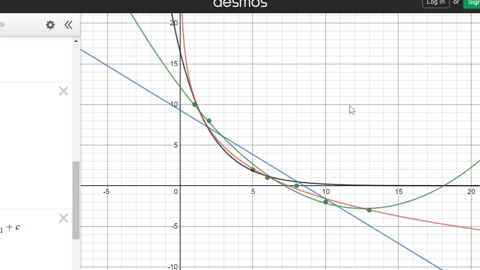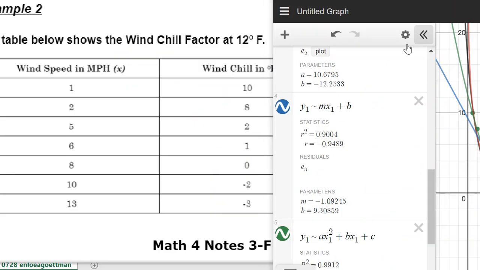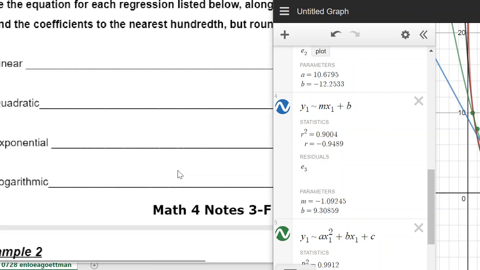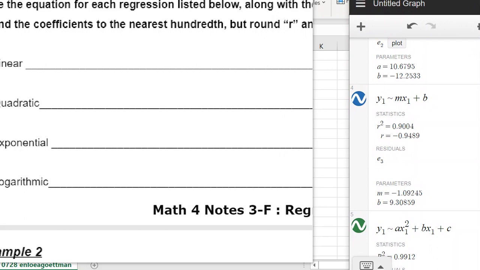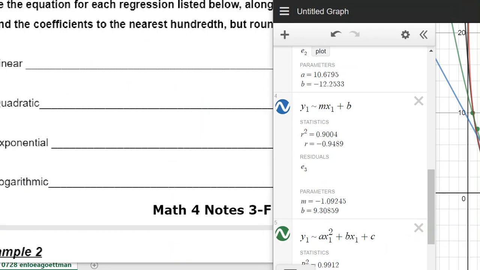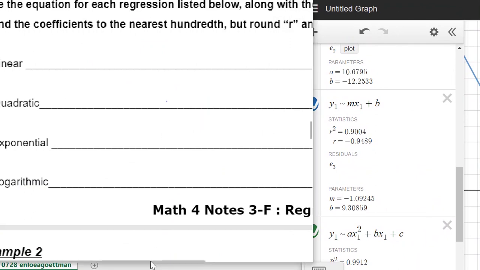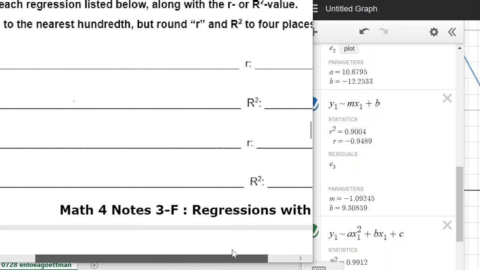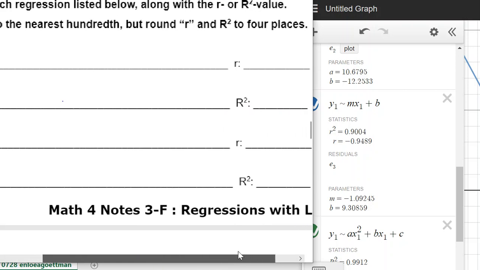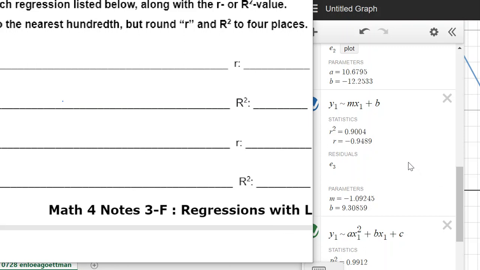So we're going to take a look at the numbers here and see what we're coming up with. All right, so those are the numbers there. So I'm going to scoot this over a little bit. All right, so first was the linear. Linear was this guy here. I can look at my parameters down here and find what I need to write the equation.